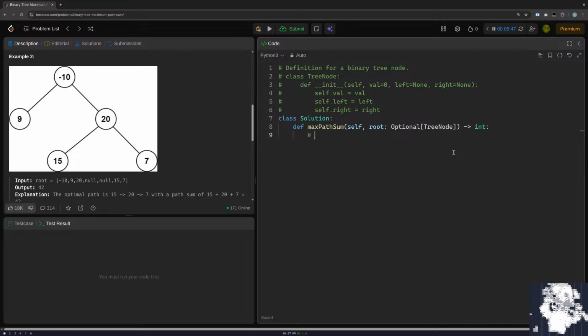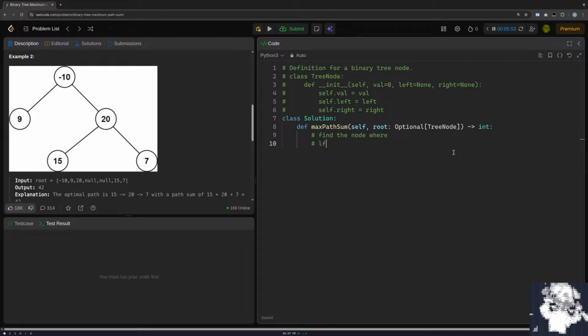So the answer is basically, find the node where left plus right is maxed. And then for each node, because every node other than that root node, you're only going to go down one path. That means for each node, its value is whatever is max between left and right.